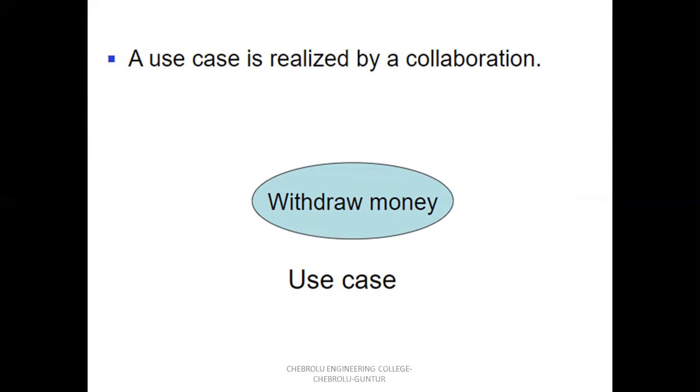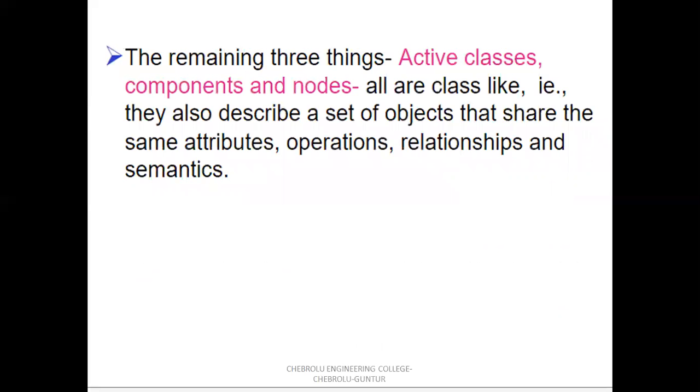Collaboration represents the interaction, and the interaction is performed by the use cases. Suppose the interaction between the bank and the customer is performed by the use cases, right? By using any one of the use cases, that is withdrawing money or depositing money or anything. Use case is the realization of collaboration. The use case is represented by a solid ellipse, whereas collaboration is represented by a dotted line ellipse.